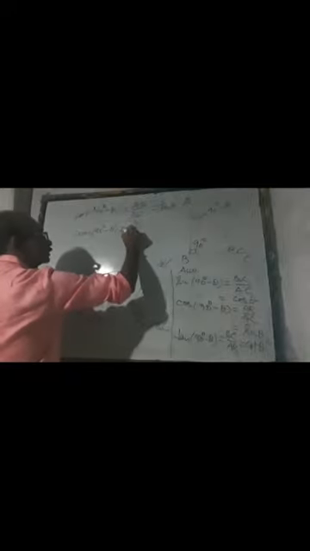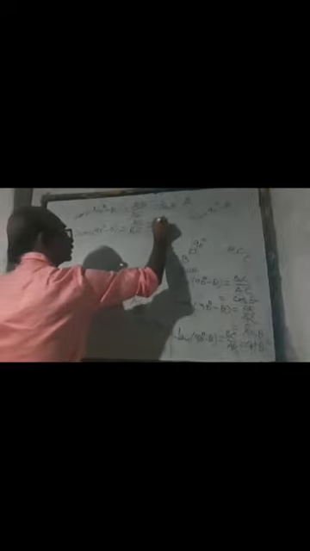Cosec 90 degree minus theta. Hypotenuse, what is the hypotenuse? AC. And what is the perpendicular for this? BC. And AC upon BC gives you sec theta. And finally, sec of 90 degree minus theta. Sec is hypotenuse AC upon what? AB. And that gives you cosec theta.